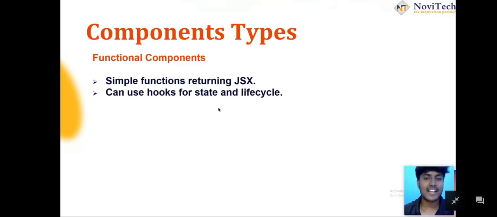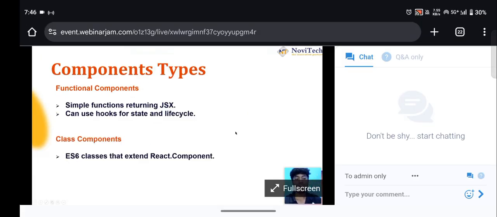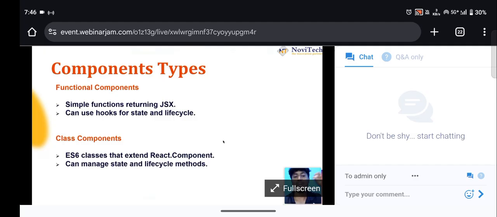So don't worry. In our next class, we will definitely discuss what is a hook, what is state and what is a property. Today we are going to create multiple components using functional components, not class components. Class component means ES6 classes that extend React component. Clearly listen, the parent class is React component. Now we are going to create the child class. So this is the traditional method, and it can manage state and life cycle methods of its own. Don't worry, I will tell you clearly.